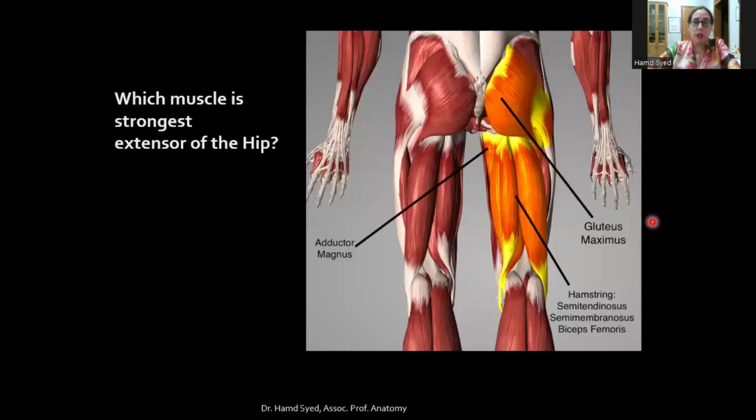So just a reinforcement of what I just told you, which is the strongest extensor of the hip? Your answer is gluteus maximus. This gluteus maximus is the strongest extensor of hip joint, although the hamstrings on the posterior aspect of thigh are also extensors of the hip joint, but the strongest one is the gluteus maximus.